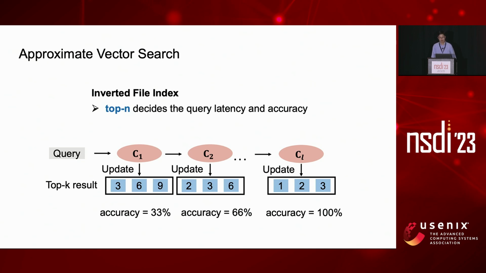So the parameter top n decides the query latency and accuracy. As shown in this figure, as top n grows, the latency and accuracy both increase. The accuracy will at last converge to 100% after processing all database vectors. But existing vector databases leave tuning the top n to users.